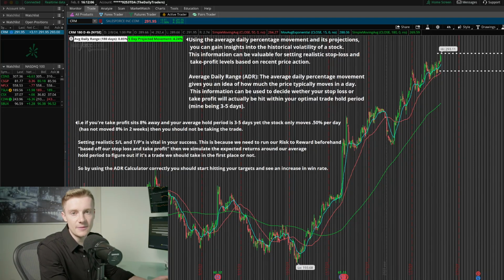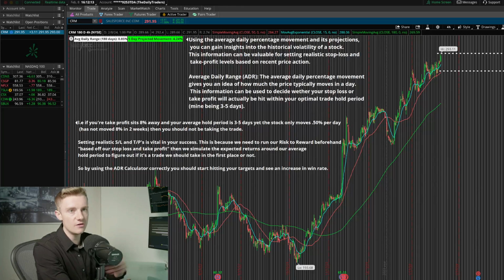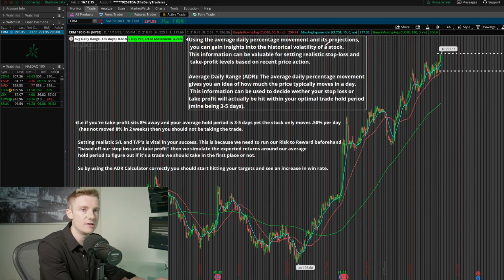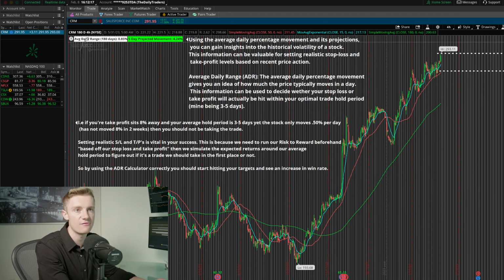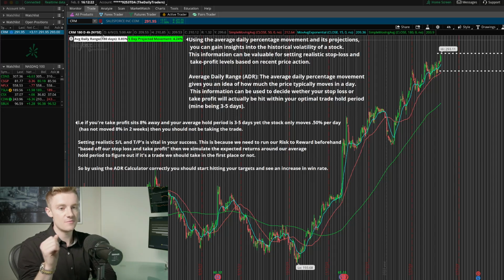Today, I'm going to be talking about how you can increase your trading win rate with this tool that I made. Now, I call this the ADR calculator. Now, ADR stands for average daily range. A couple things I want to mention right off the bat.